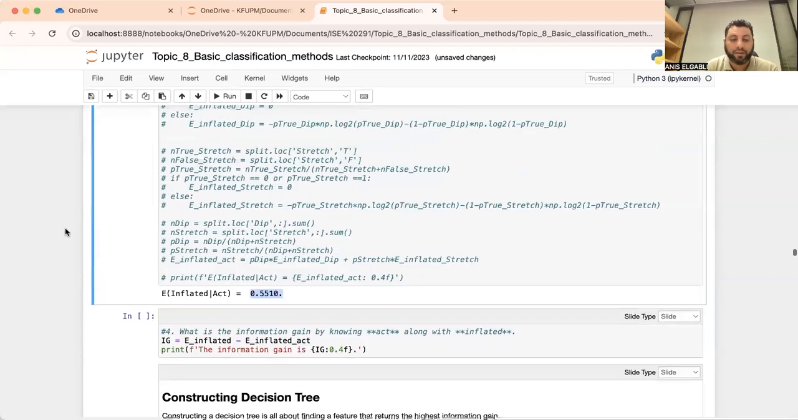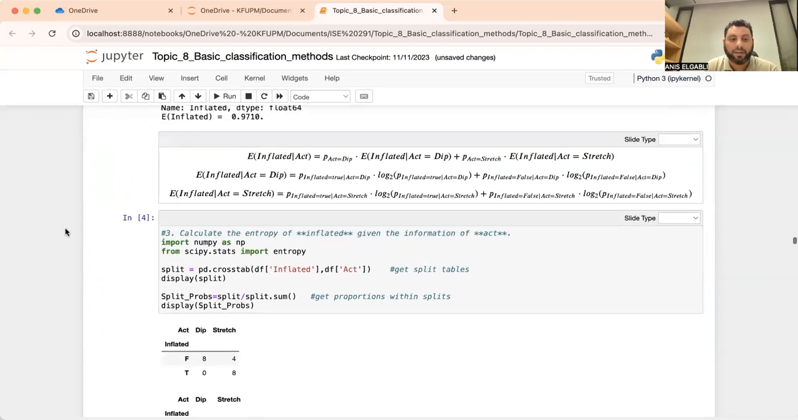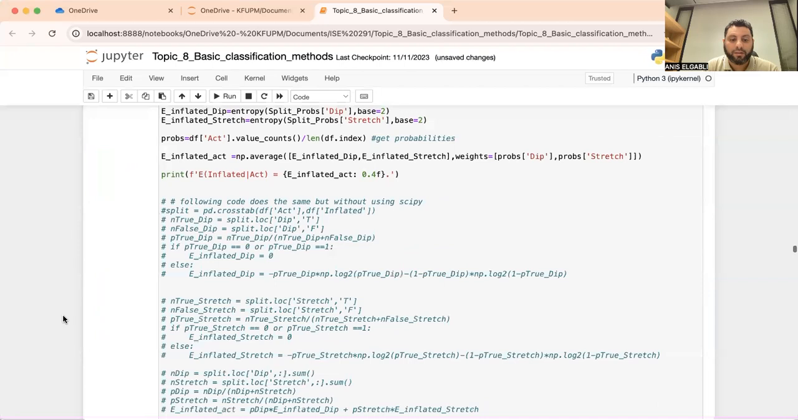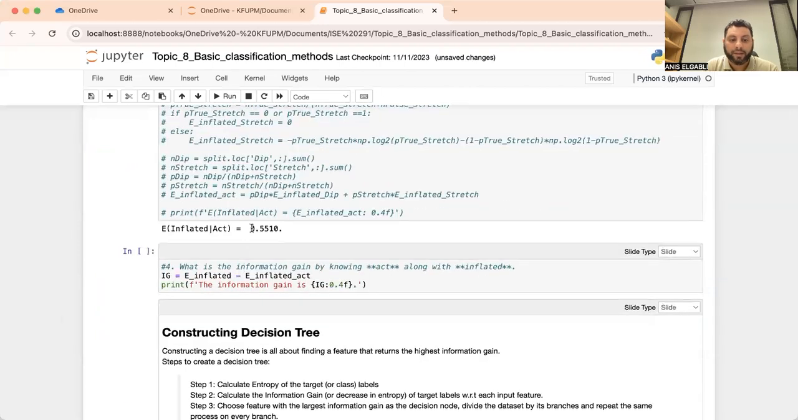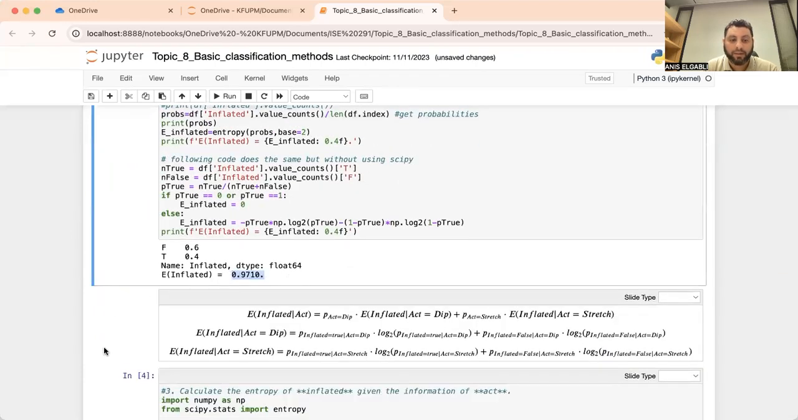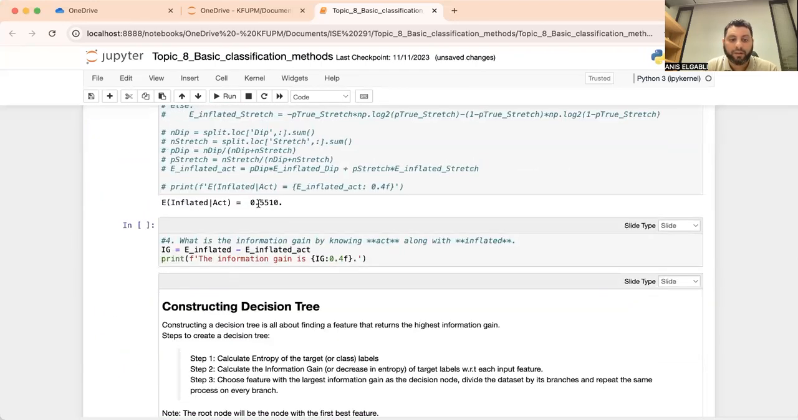0.55. So there has been a drop in the uncertainty or the entropy, right? So this is the entropy of inflated, 0.97. This is the conditional entropy of inflated given act. It's less. So that means act is related to inflated. Act is telling me something about inflated. They are not totally independent because there was a reduction in the uncertainty.